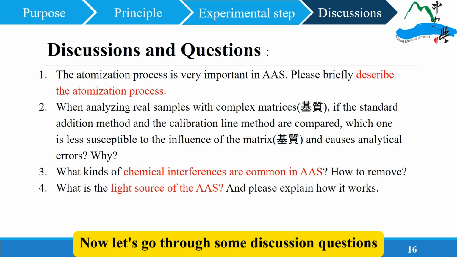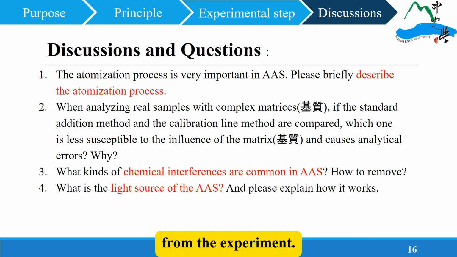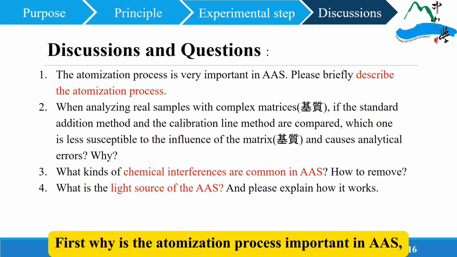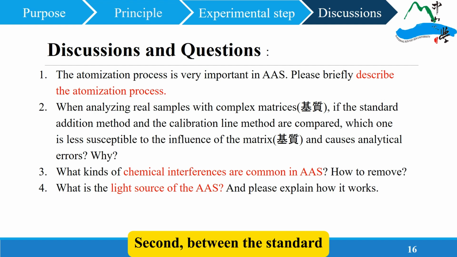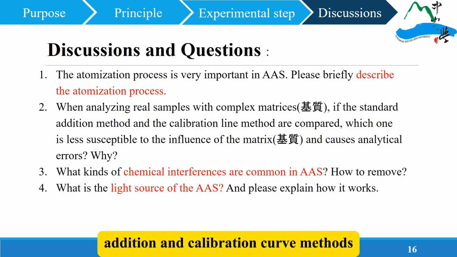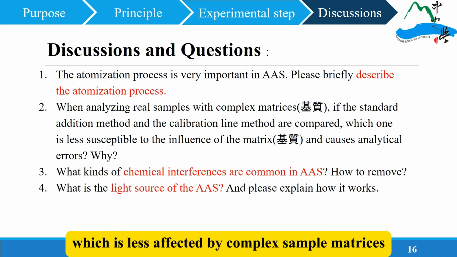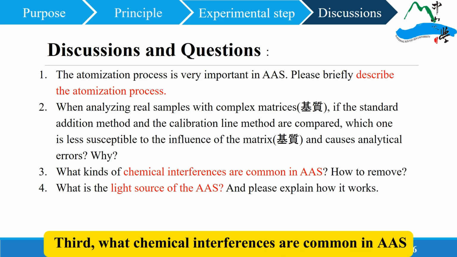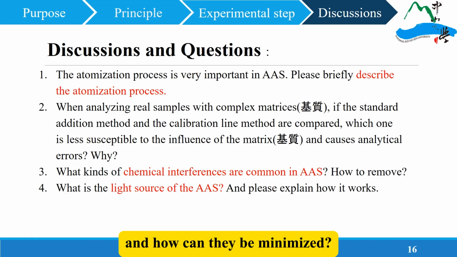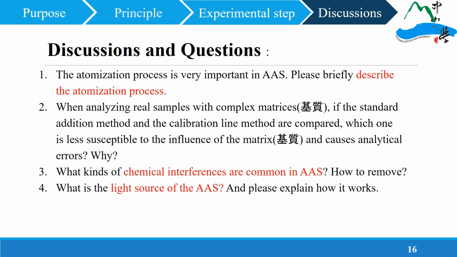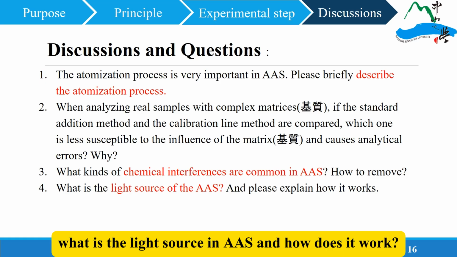Now let's go through some discussion questions from the experiment. First, why is the atomization process important in AAS? Briefly describe it. Second, between the standard addition and calibration curve methods, which is less affected by complex sample matrices, and why? Third, what chemical interferences are common in AAS, and how can they be minimized? Fourth, what is the light source in AAS, and how does it work?